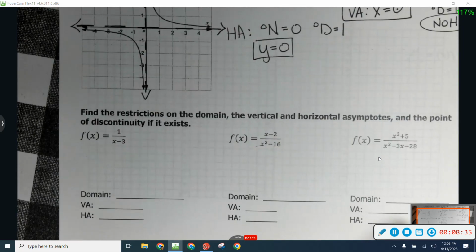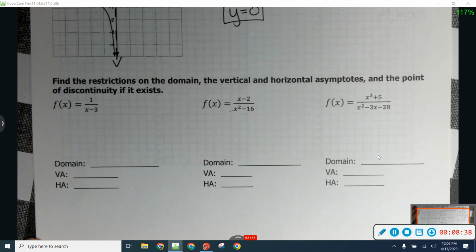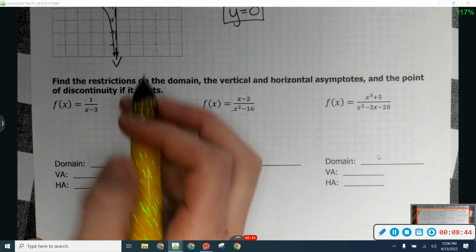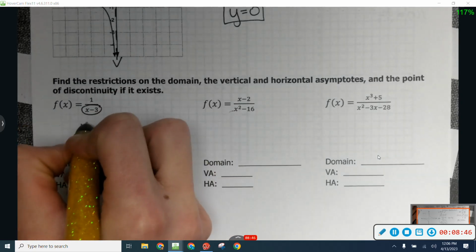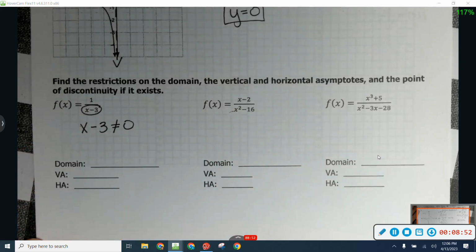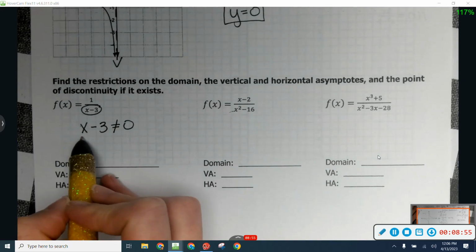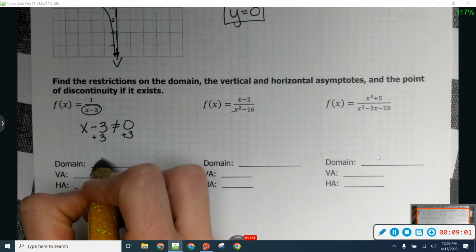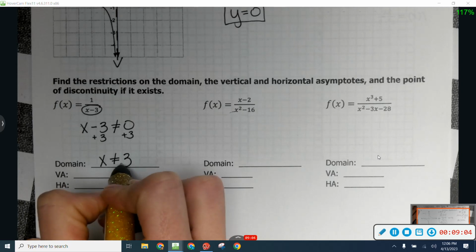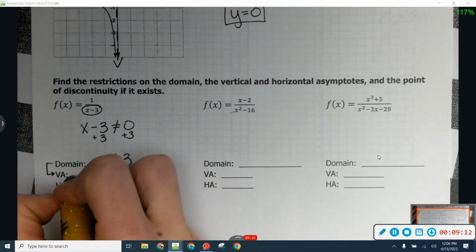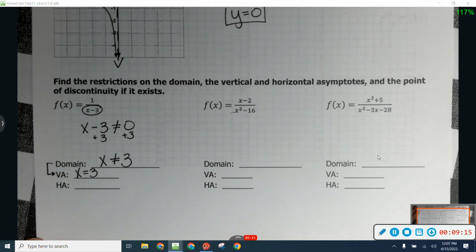So, these first 3 examples, we're not looking at a graph, we're just analyzing algebraically. So, if I have f of x equals 1 over (x minus 3), I'm going to take x minus 3, it cannot equal 0. Okay, well, I need to know what x cannot equal. So I would just add my 3. So that domain restriction would say x cannot equal 3. Okay. Well, that restriction tells me what my vertical asymptote is. So that tells me x equals 3 is where I have my asymptote.